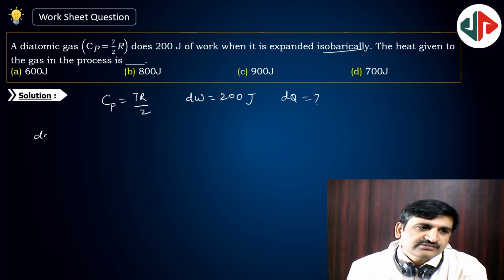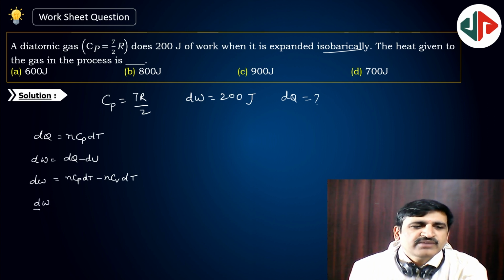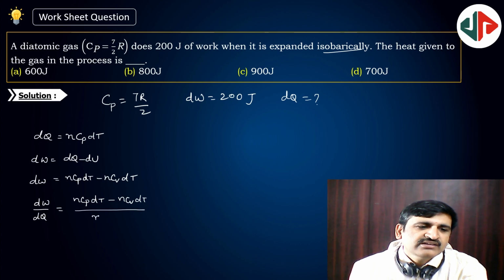We have dQ equal to nCp dT, and dW is equal to dQ minus dU. That is nothing but nCp dT minus nCv dT. From this I have a technique: dW by dQ will be (nCp dT minus nCv dT) by nCp dT. So it will be 1 minus Cv by Cp. Cv by Cp is 1 by gamma, that is dW by dQ.